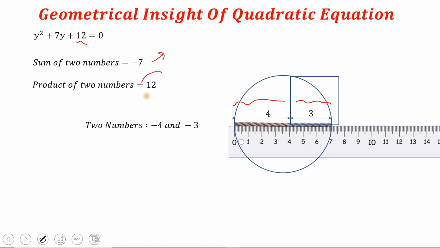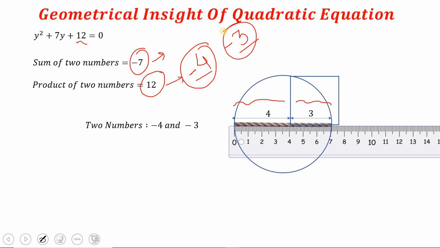And since the product of two numbers is 12, that implies both the numbers should have the same sign, either plus plus or minus minus. Since the results are 4 and 3 and the sum is negative 7, they both should have a negative sign. So the result will be minus 4 and minus 3.